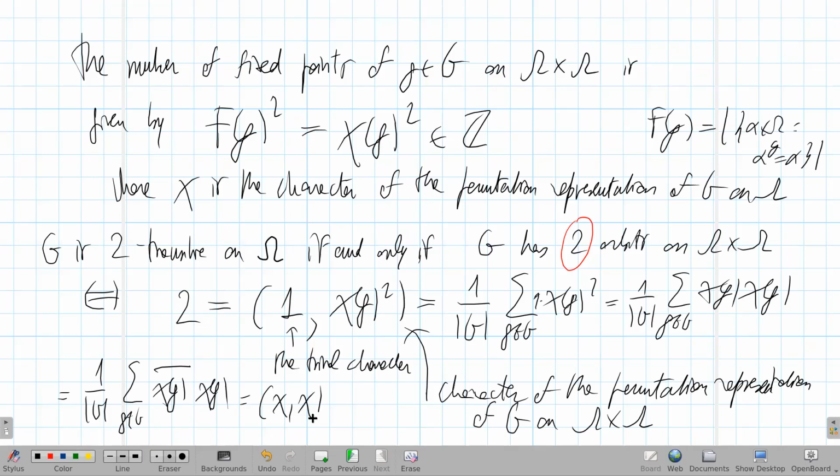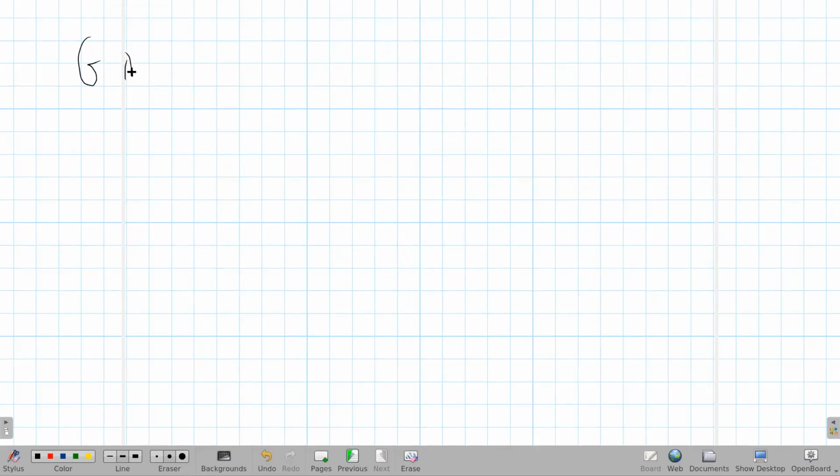Okay? So let's see. G is 2-transitive on omega if and only if G has 2 orbits on omega times omega, if and only if the inner product of chi with itself is 2. Okay? But this is important. So we have found that G is 2-transitive on omega if and only if the inner product of chi with itself is 2.